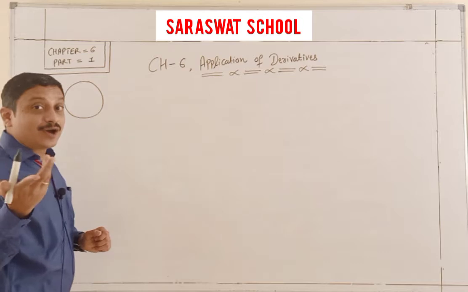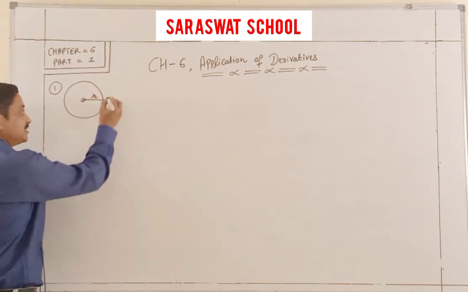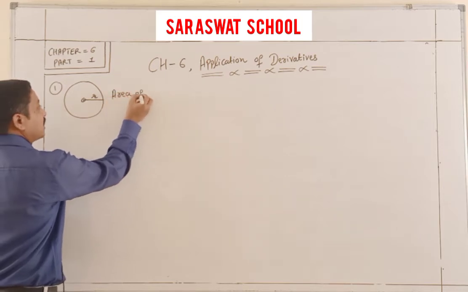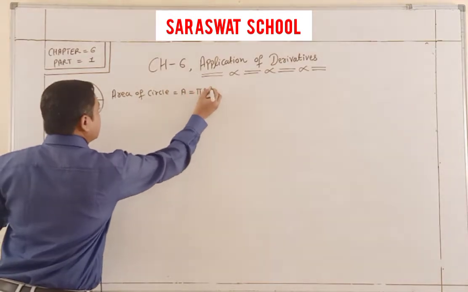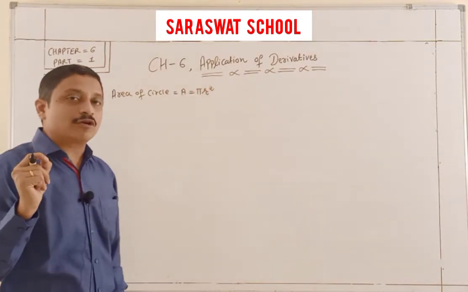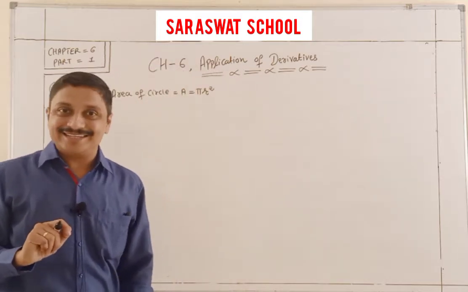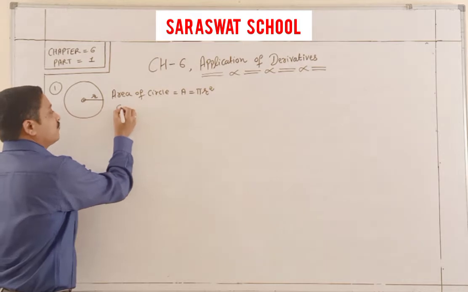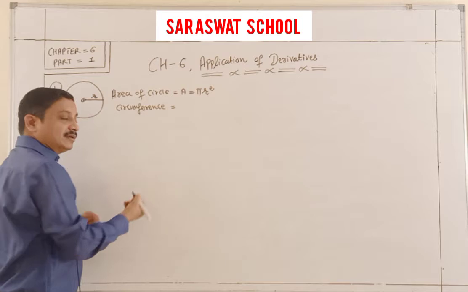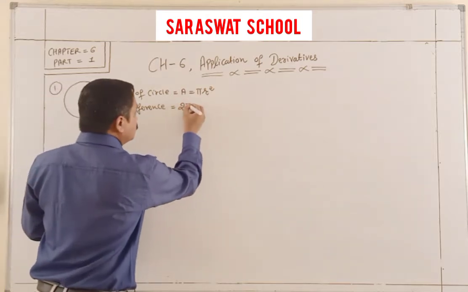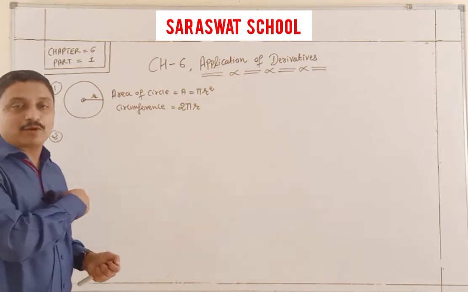What is the area of a circle having radius r? You know that the area of a circle is pi r square. I just revised the basic formulas you studied up to 11th science and 10th standard. Correct? Yes. The next one, the circumference of this circle, is 2 pi r.